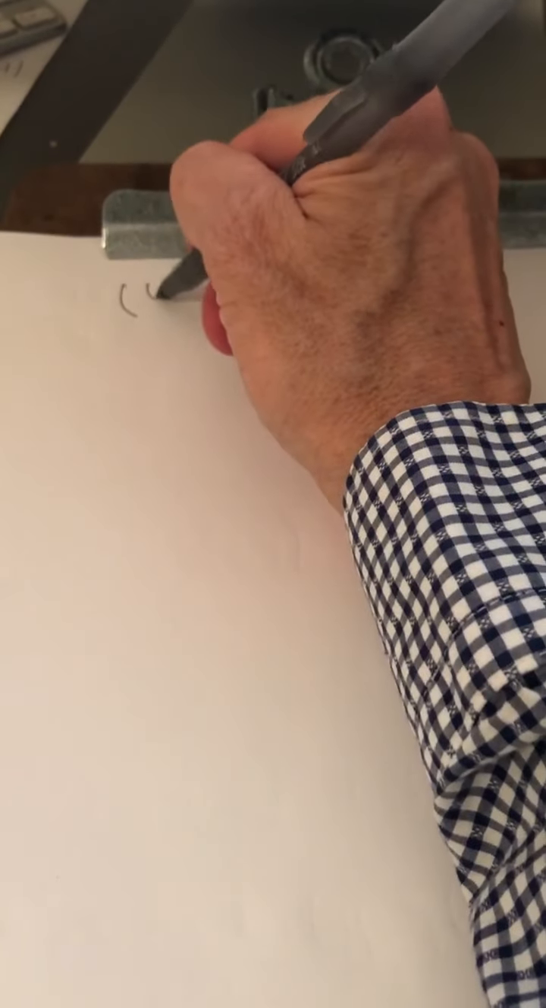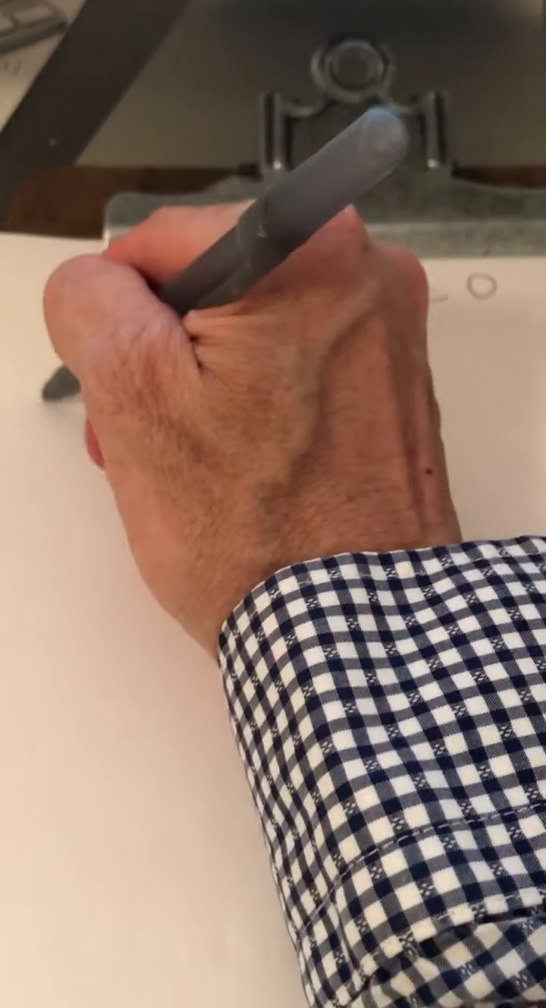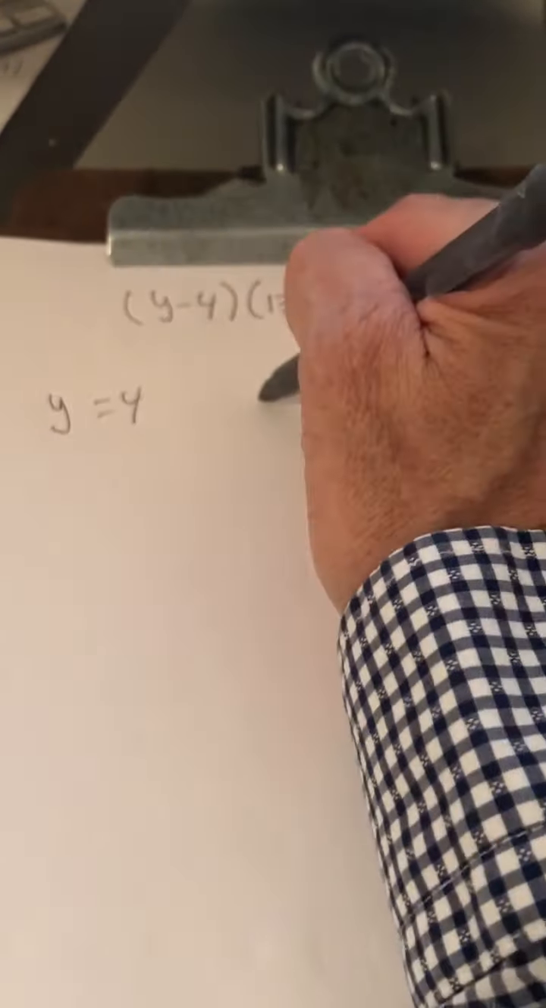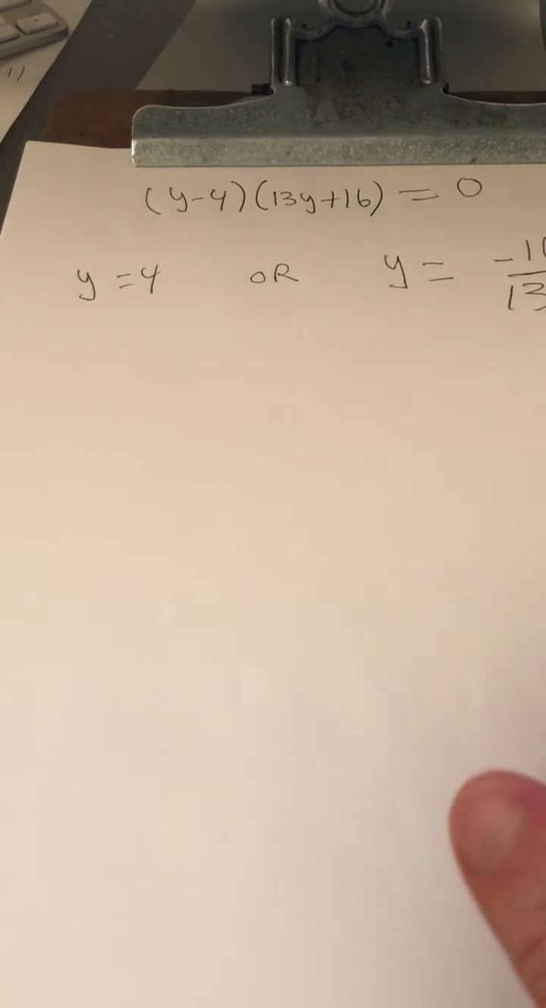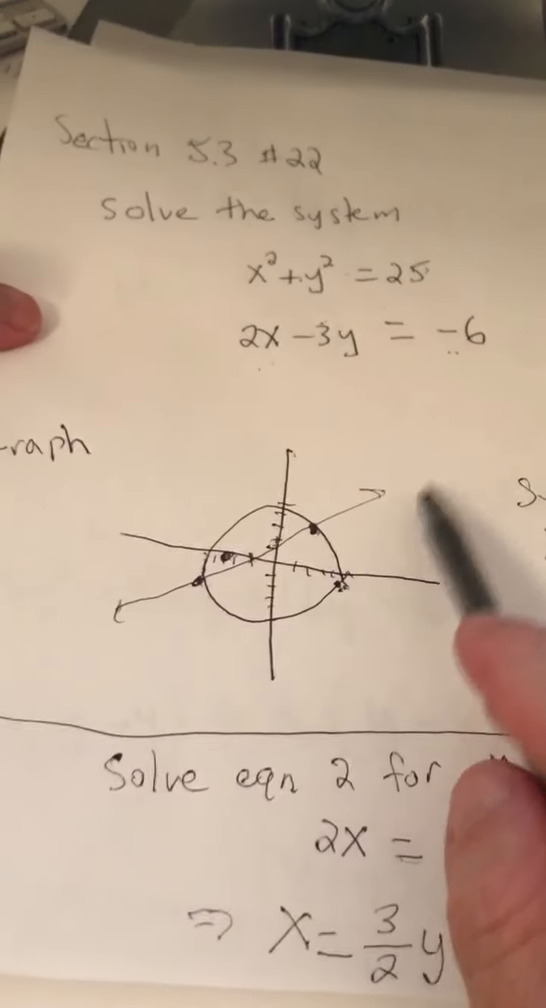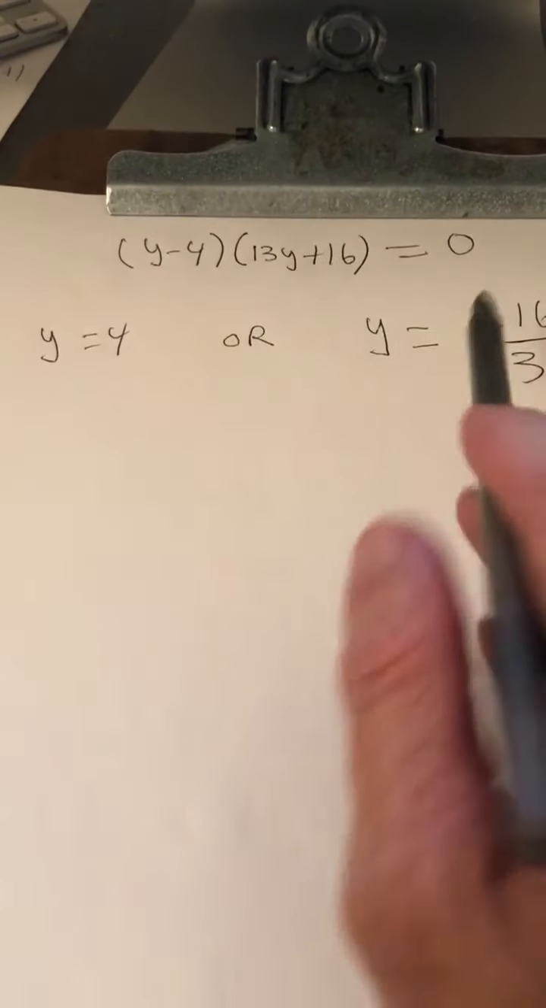So again, what we have is y minus 4 times 13y plus 16 equals 0. So what this is telling us is that y is equal to 4, or y is equal to negative 16 thirteenths. Now we're not done yet, because remember what we want to do, we want to find the ordered pairs, x, y. We found the y values, 2 of them. And notice that one of them is positive and one of them is negative, as expected.